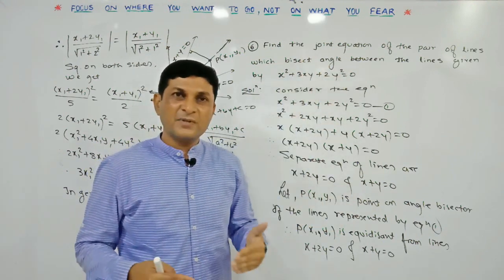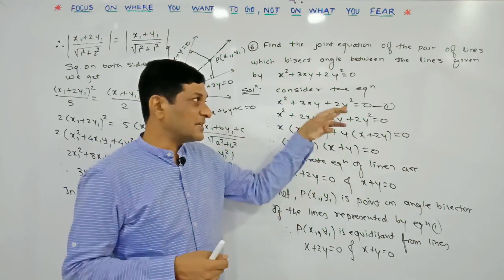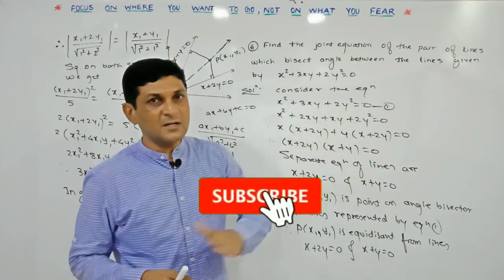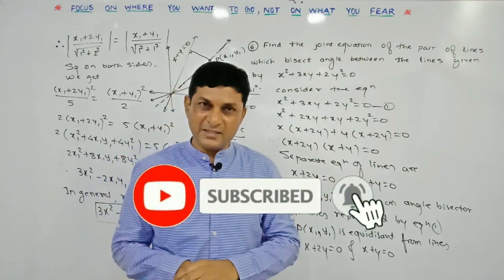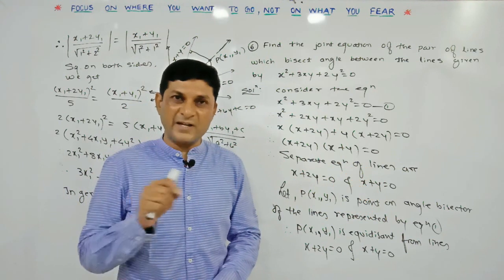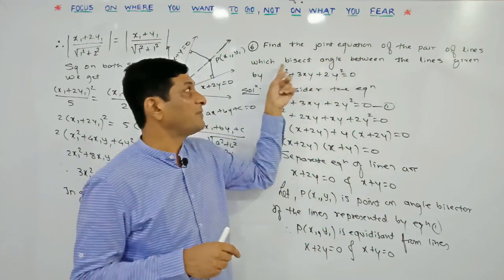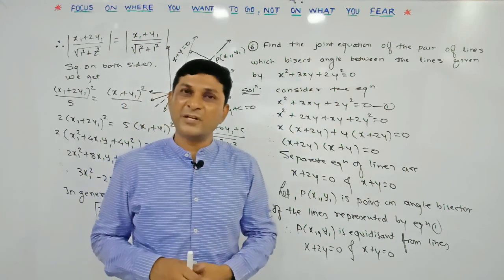Combine equation of line bisecting the angle between the lines represented by homogeneous equation. That alternate method we are discussing in the 10th example. So this is example number 6. In the 10th example also we are finding combine equation. Combine equation means joint equation of pair of lines which bisect the angle between coordinate axes.